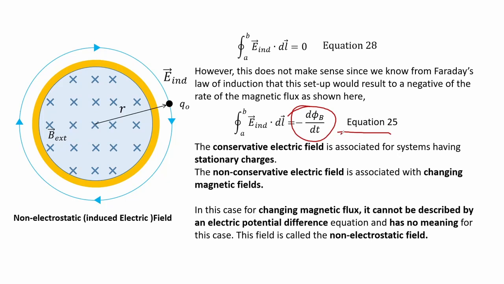The conservative electric field is associated with systems having stationary charges. The non-conservative electric field is associated with changing magnetic fields. In this case, for changing magnetic flux, it cannot be described by an electric potential difference equation and has no meaning for this case. This field is called the non-electrostatic field.